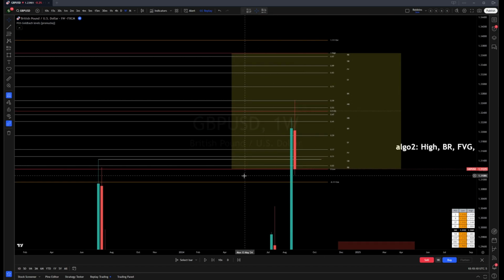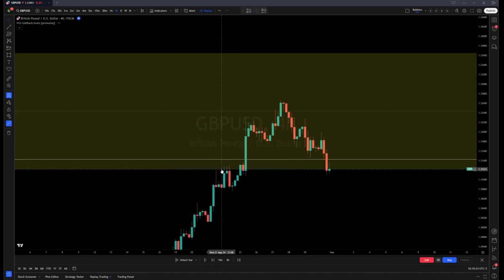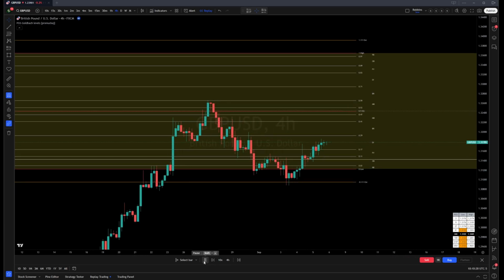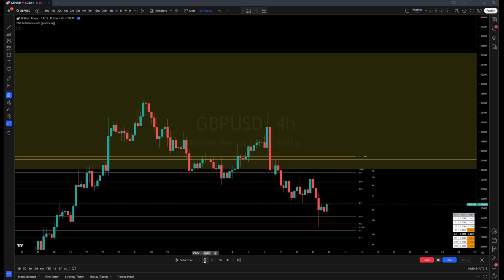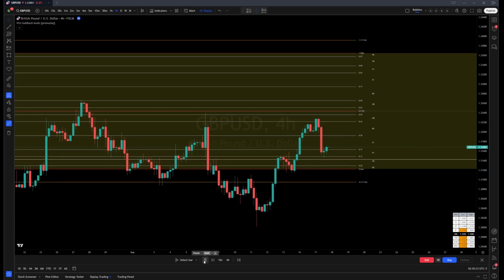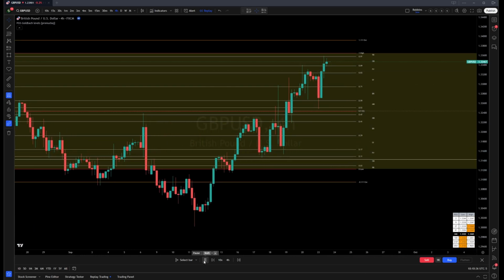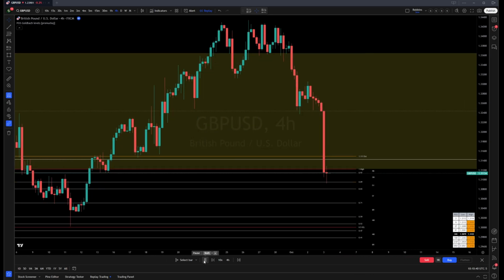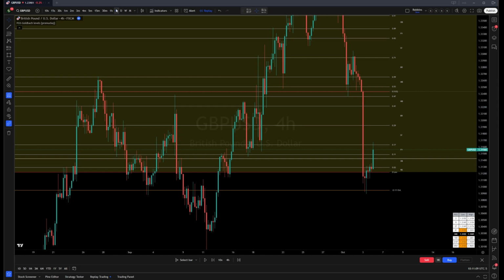The 243 is a fractalized Goldbach dealing range. Now, what did we have in this fractalized dealing range? Let's drop down to maybe a 4-hour. Let's see if we can spot an Algo 2. Okay, so this is the 4-hour. So I've told you many times, Forex likes the 243 on the 4-hour time frame.